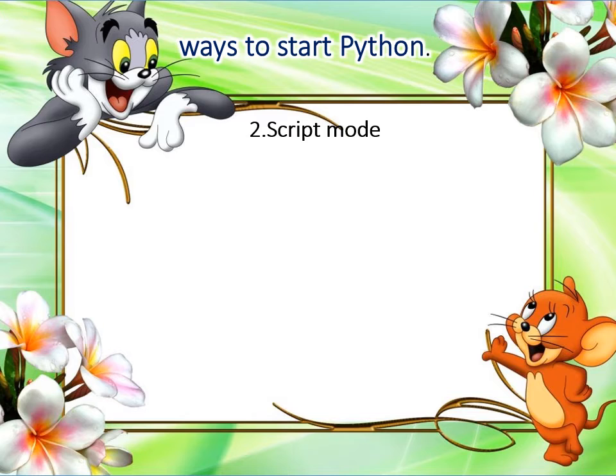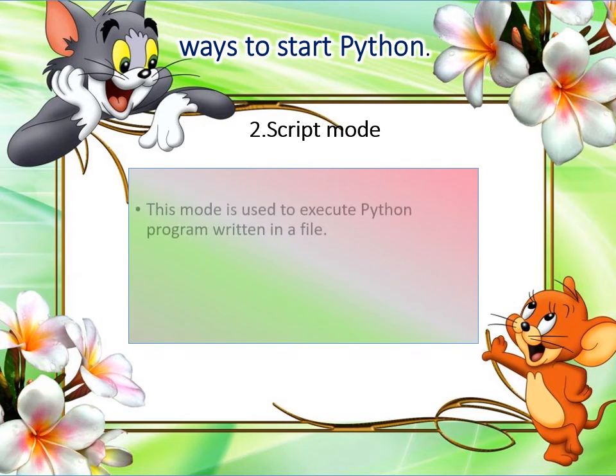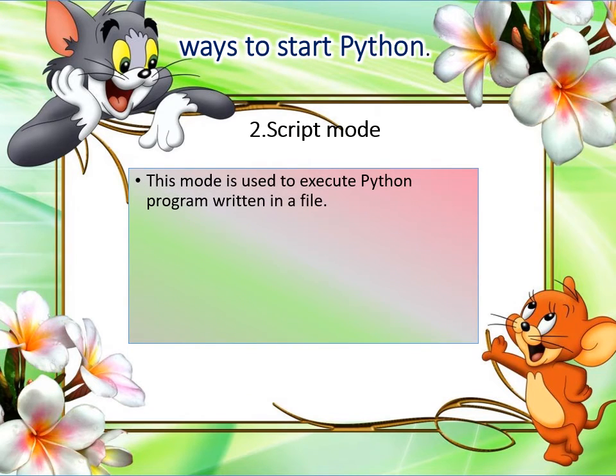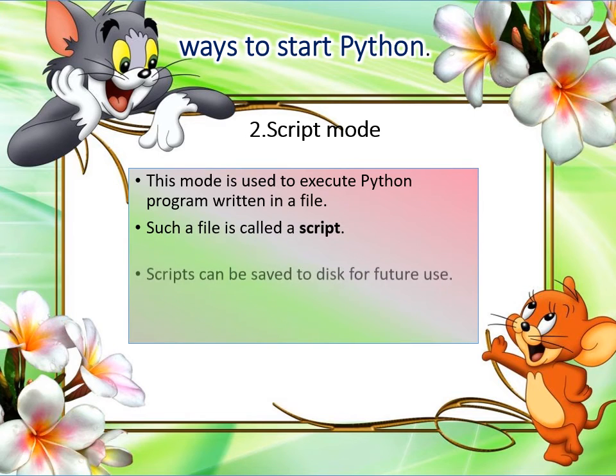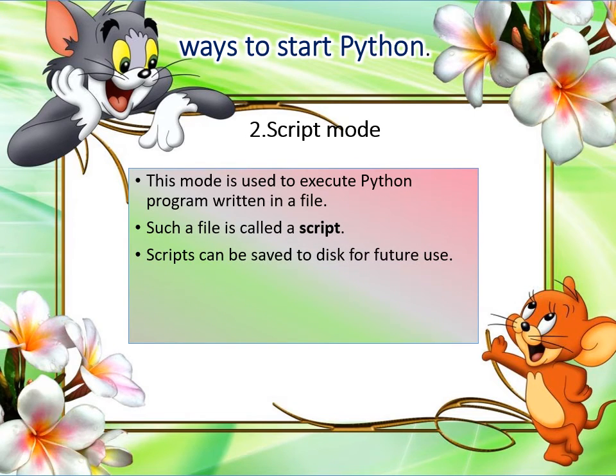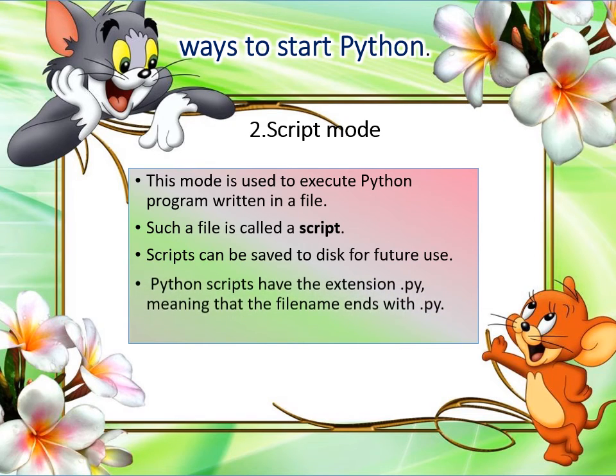The second mode is script mode. In script mode, we can save the file, a Python file with the extension .py, in any text editor, and then we can run it in Python. Once we store it, later also we can open and execute it. But in interactive mode we can't save the content. In script mode we can save the file.